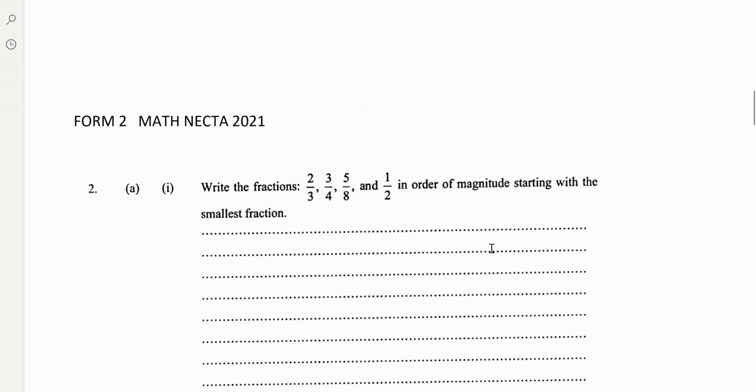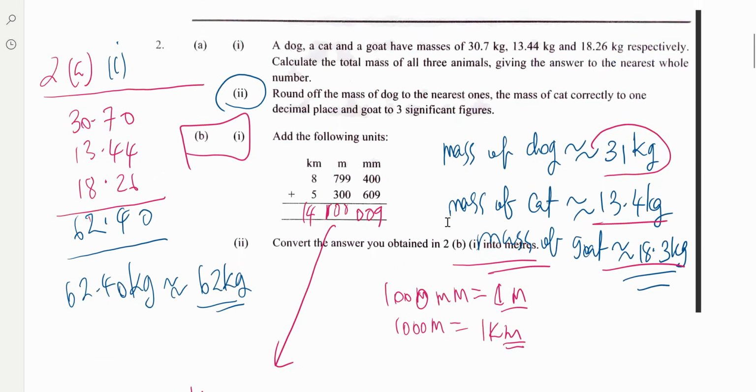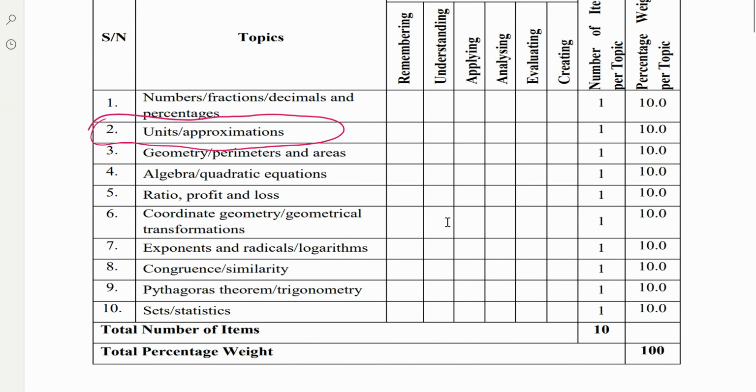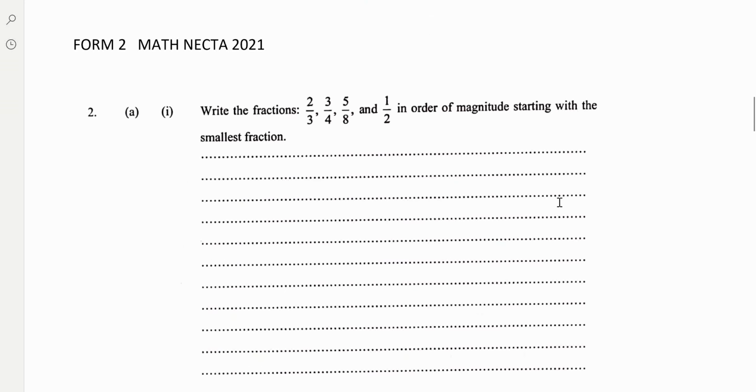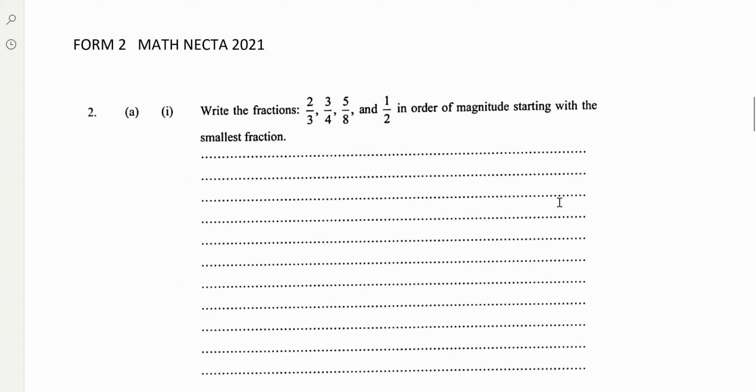Going to question number 2 in NECTA 2021. With NECTA 2021, you can see that question number 2 is not on units and approximation. So it's important to understand that the current format, you can see reflection of it in NECTA 2022. But we're going to continue solving the question, writing the fractions 2/3, 3/4, 5/8, and a half in order of magnitude, starting with the smallest fraction.